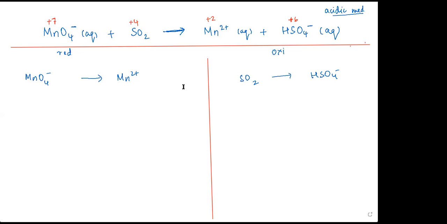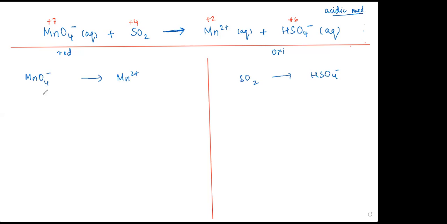Cool. Once we have separated it out, balance all the elements except hydrogen and oxygen in the half reactions. Among elements other than hydrogen and oxygen, manganese is balanced here, sulfur is balanced here, right? So that's done. Ma'am, could you add electrons? Because we were told that electrons are very necessary. Yes, even you're doing this. Cool.